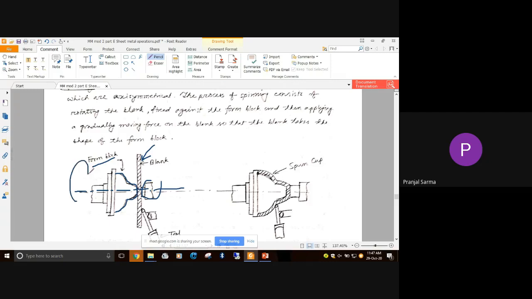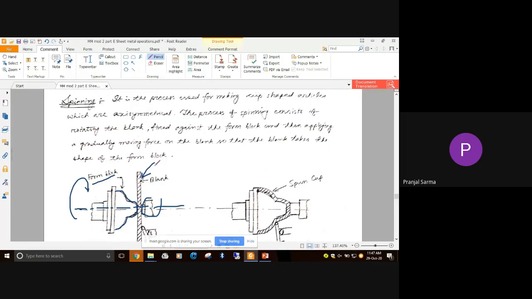So if you rotate this, we'll see. Now, why this word is known as spinning: you'll see that this form block has been spun, and we do the process. In that process of spinning, it consists of rotating the blank, which is fixed against the form block, and then we apply gradually moving force.